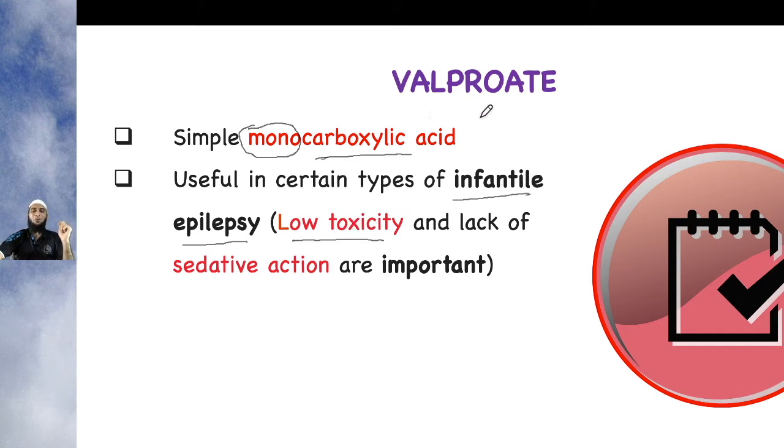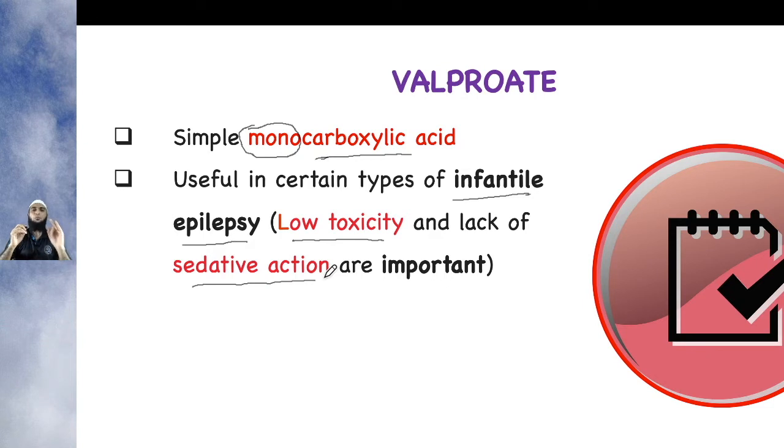So you can use Valproate because it has low toxicity and also lacks sedative action. We know that especially the newborn baby sleeps for 10 hours, sometimes 12 hours, or most of the time the newborn baby is sleeping, isn't it? So if you give a drug which produces sedation, like we have seen with carbamazepine and phenytoin, both produce dizziness as well as drowsiness, right? If you give these drugs, they produce more sedation. So Valproate has the advantage: it has low toxicity and also produces less sedative action.